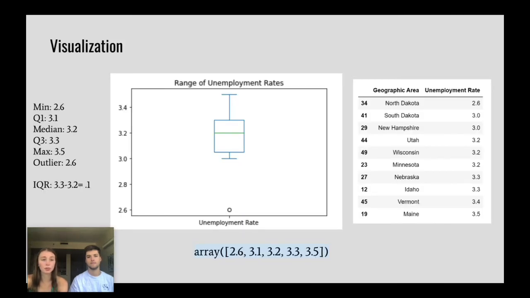On the left side, you can see it printed 2.6, which is our minimum value. Then we have our Q1, the median, Q3, and max, and then we have our singular outlier of 2.6, as you can see on the box plot. Our IQR range is 0.1. The box plot helps visualize where these values fall, and it's mostly between 3.1 and 3.3.